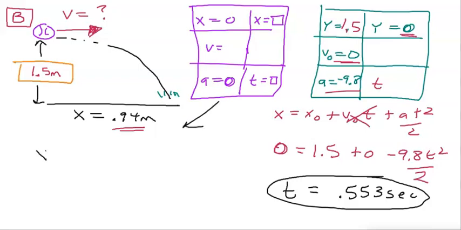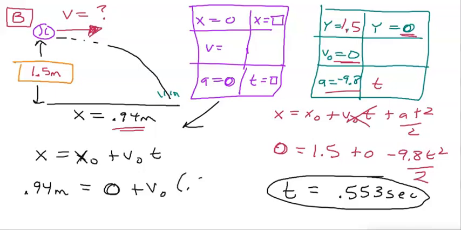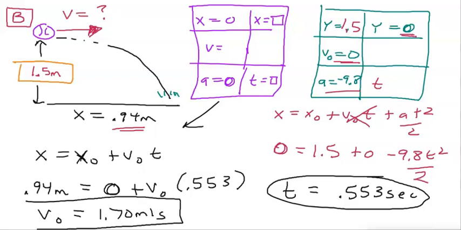So x equals x naught plus v naught t, no acceleration. We want it to be the exact same bunt. We don't have a head start, and we're looking for v naught, but I have 0.553 seconds to travel. So your v naught is 1.70 meters per second, which is less than the 1.9 meters per second because it had more time in the air.